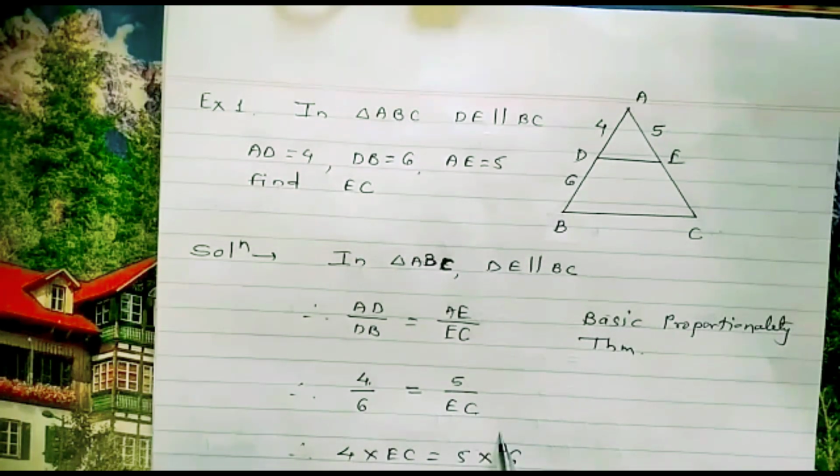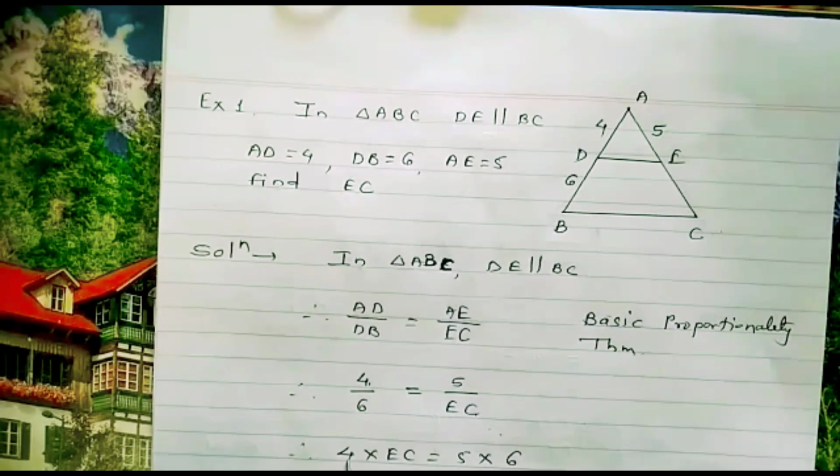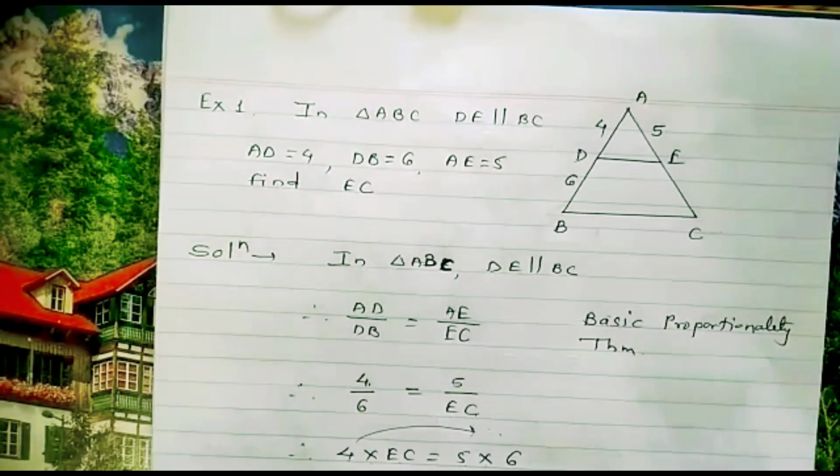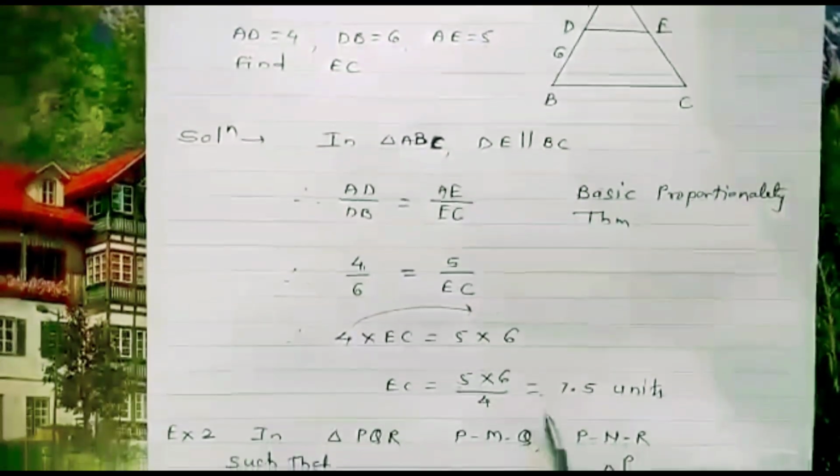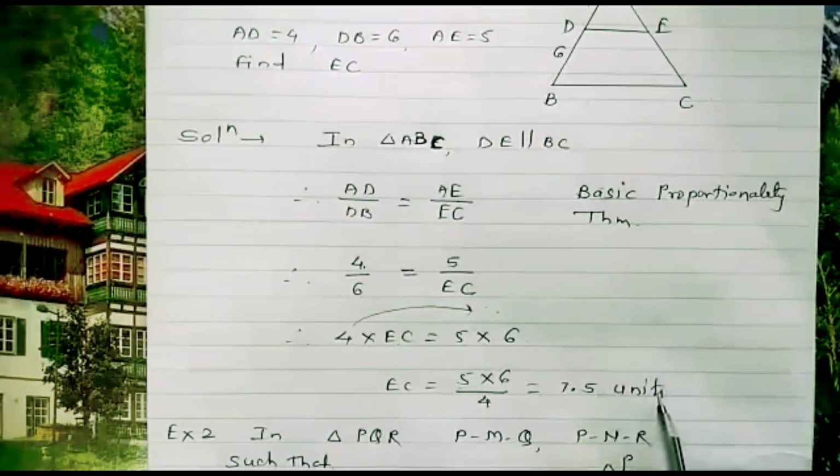When we are taking cross multiplication, the unknown product should be first, that is 4 into EC is equal to 5 into 6. This 4 will come to this side, it will become divided by 4. 5 into 6 upon 4 is equal to 7.5 units.